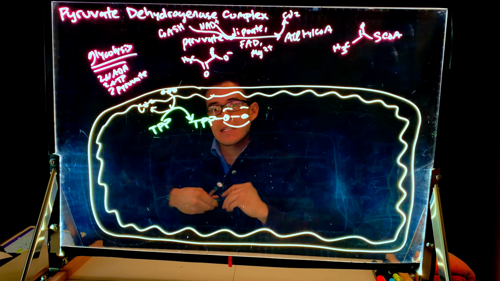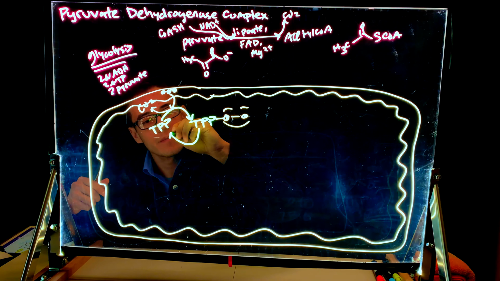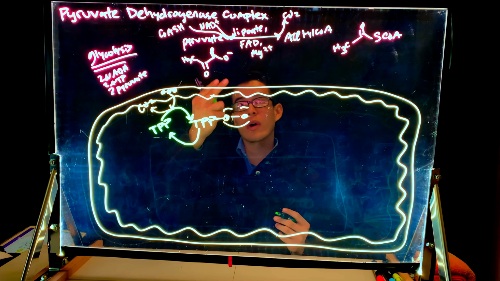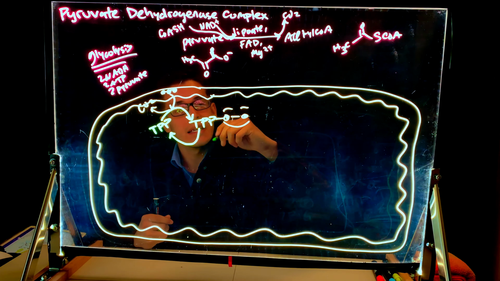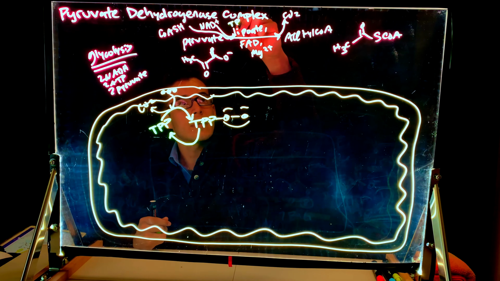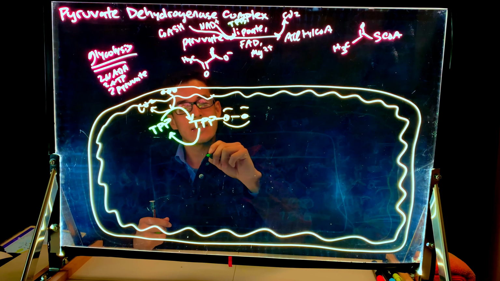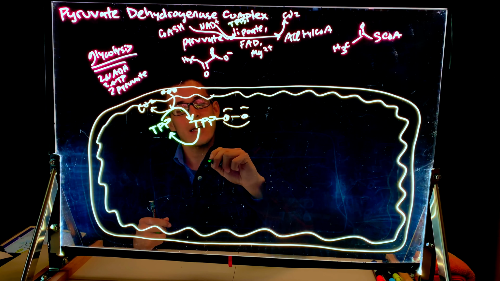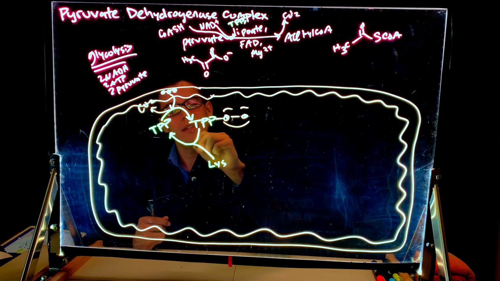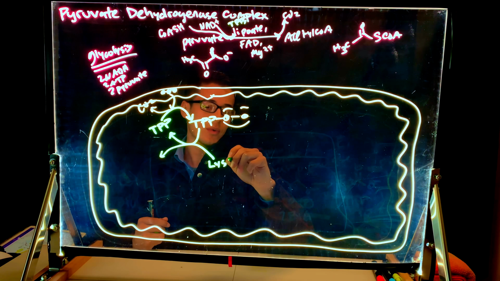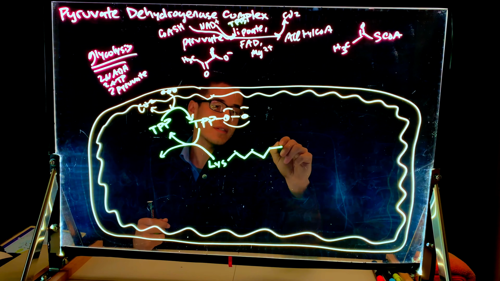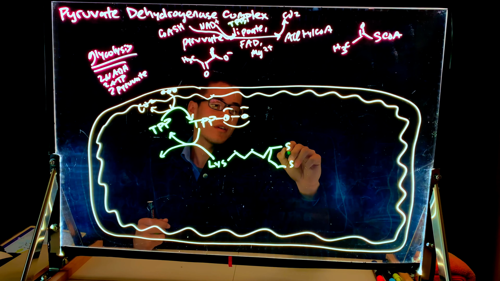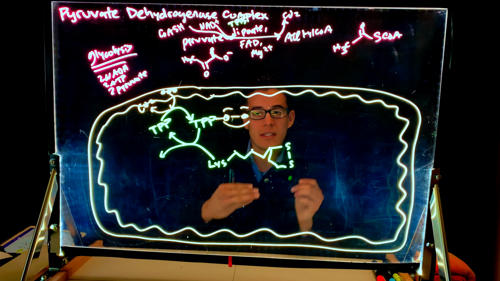Let's go ahead and show the next step. Now we can regenerate our TPP, and the way we do that is through one of our other cofactors known as lipoate. So here is TPP, and here is lipoate. Lipoate looks like this: here's a lysine with 1, 2, 3, 4, 5 carbons. Here's our sulfur group. Just like this, we see a little disulfide bridge there.